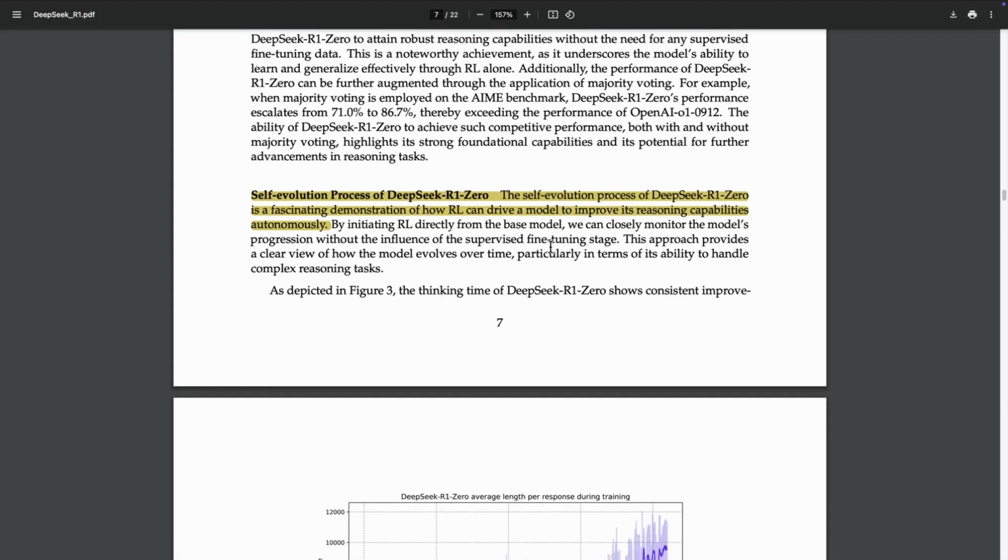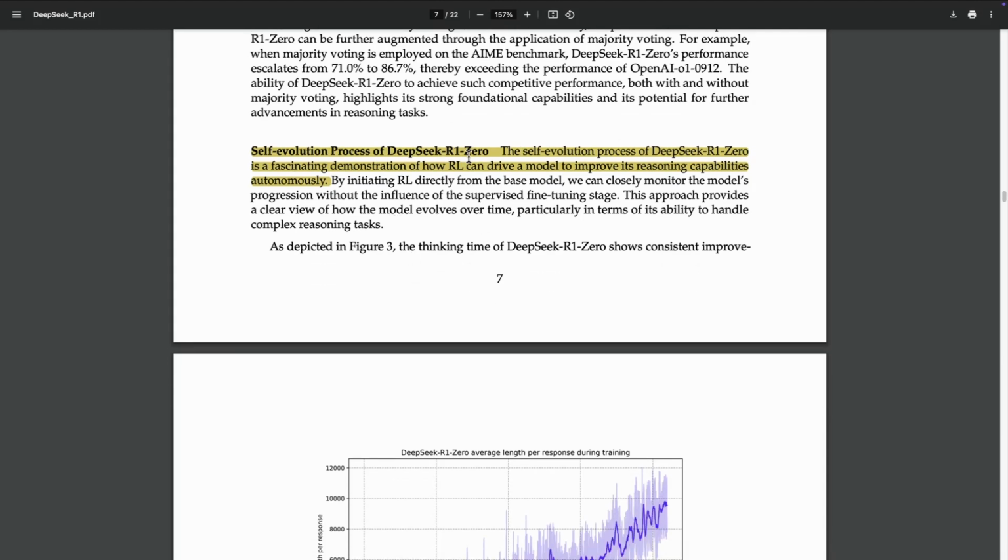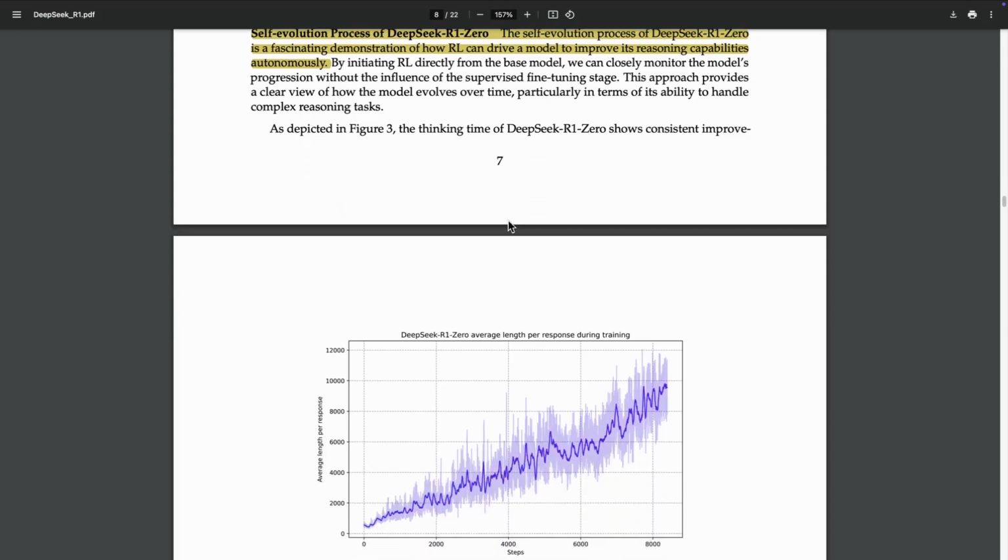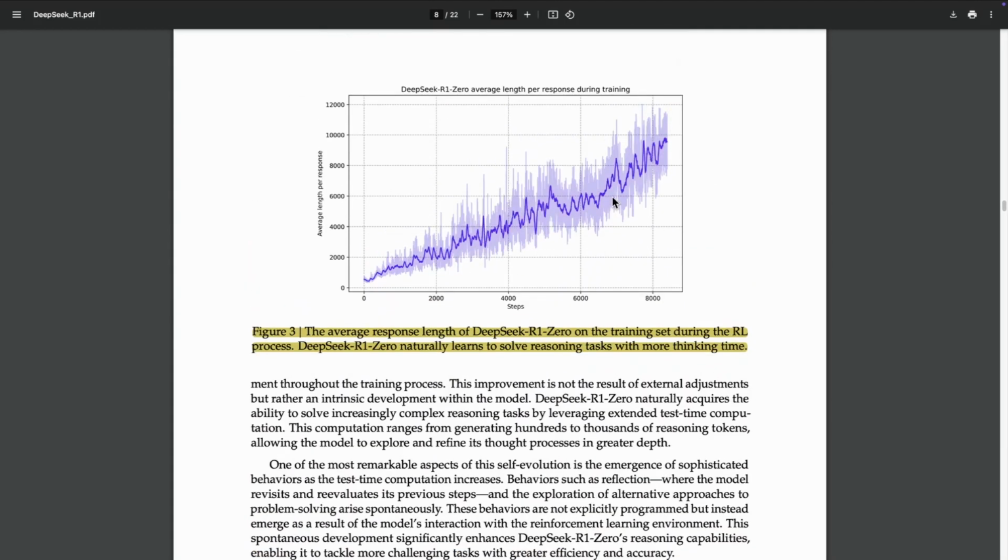So I think there is a lot to dig into with this specific finding, and I think we're going to see a lot more of this. I think this can become a really interesting approach to optimizing these models for reasoning. And they even show this chart here, which I found also super interesting. So this is about the average response length of DeepSeek-R1-0 on the training set during the RL process. So DeepSeek-R1-0 naturally learns to solve reasoning tasks with more thinking time.